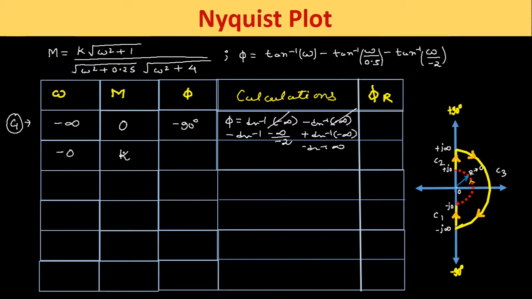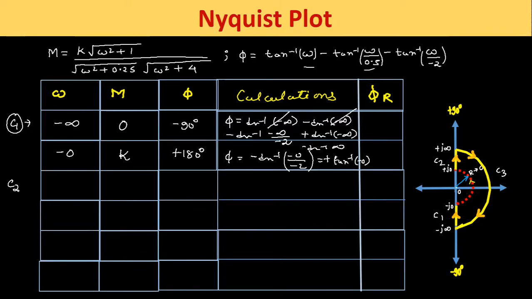Now we will put omega is equal to minus 0 in this equation. Again, when we put omega is equal to minus 0 here, this value gets cancelled out, and we will only have phase angle is equal to minus of tan inverse minus 0 divided by minus 2. We can move this negative sign outside, it will become plus tan inverse of minus 0. We know that tan inverse minus 0 is 180 degree, and here also positive sign is there, that means at omega is equal to minus 0 we will get plus 180 degree phase angle.